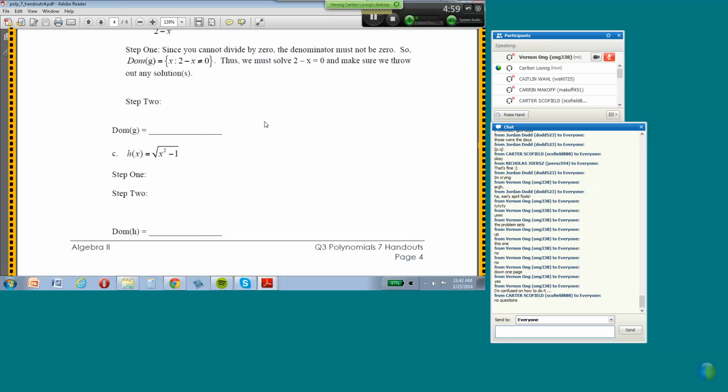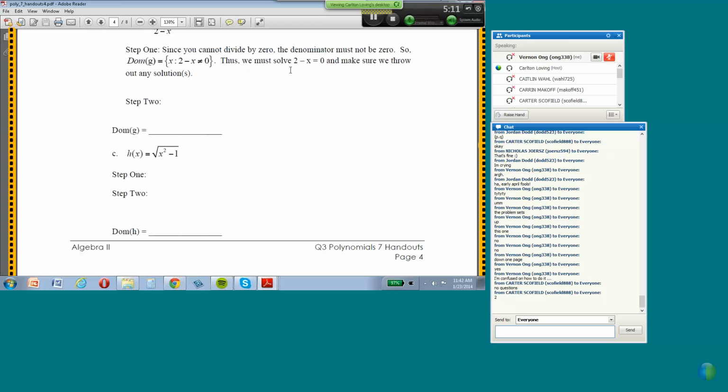So then we solve that, and what do we get? We get x better not equal what? Yeah, x better not equal 2. If x equals 2, we've got a problem. So what's the domain going to be? It can be x such that x does not equal 2. Okay?